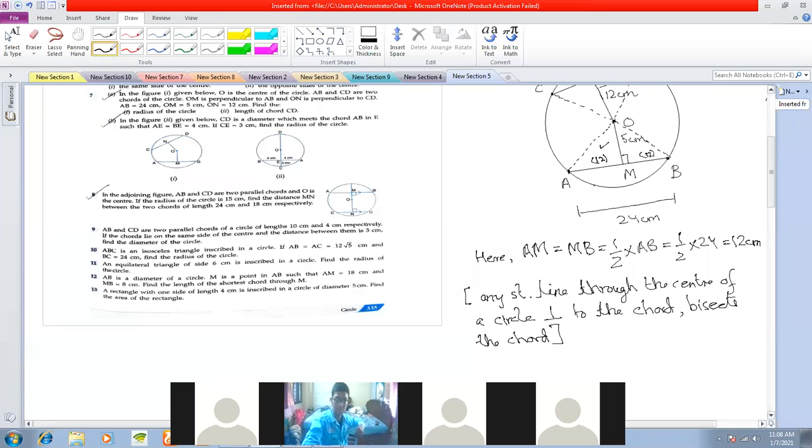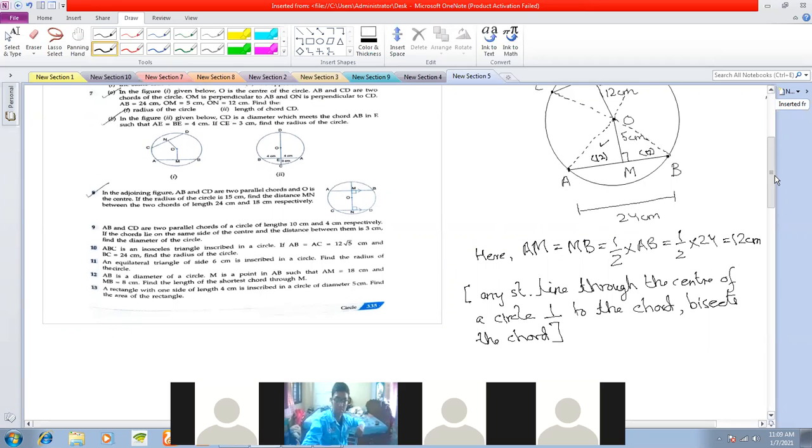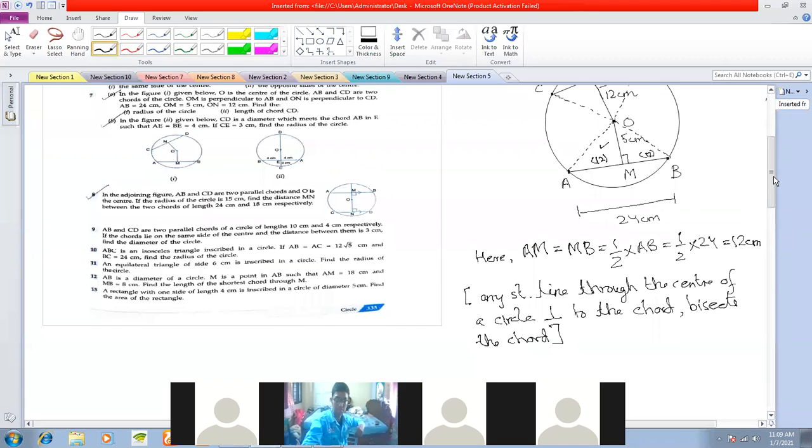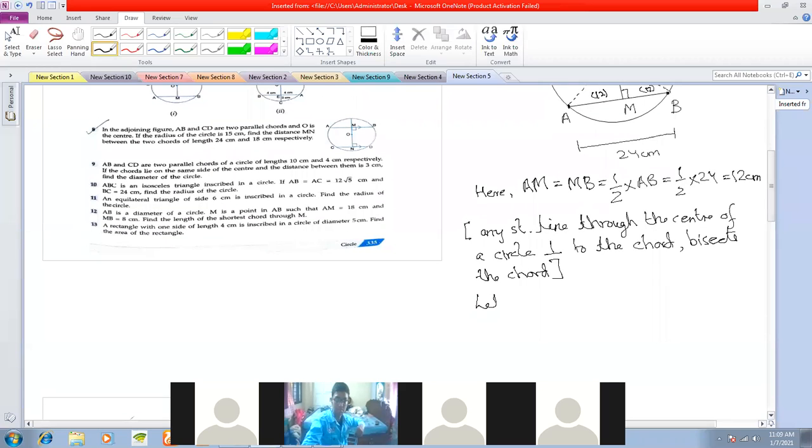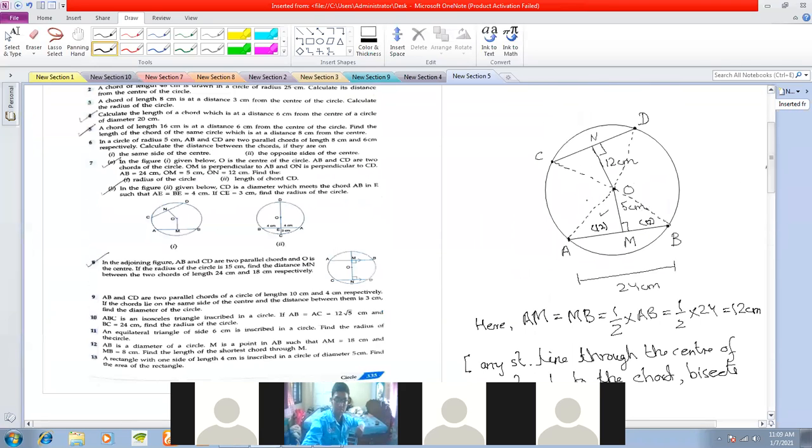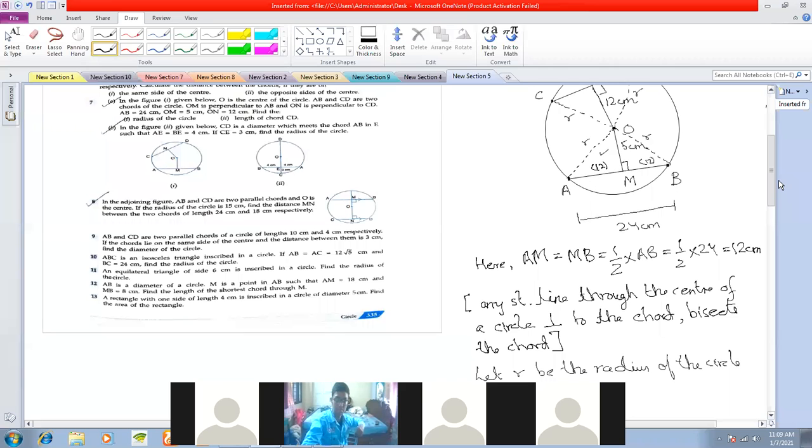Now consider this right angle triangle OMA. This is a right angle triangle in which you know the perpendicular, you know the base. OA is the hypotenuse. So we can find out OA, and OA is the radius of the circle. So what we do here is we say let R be the radius of the circle. Therefore, OA, OB, OC, and OD are all equal to R. All these lengths are R. Okay, so by Pythagoras theorem, we can find out R.